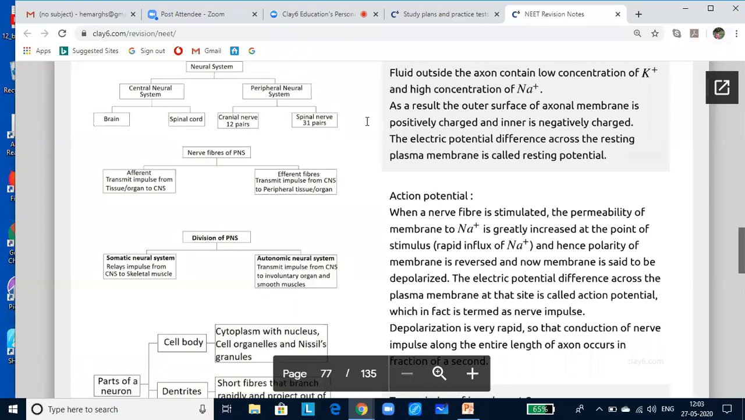31 pairs of spinal nerves include 8 pairs of cervical nerves, 12 pairs of thoracic nerves, 5 pairs of lumbar nerves, 5 pairs of sacral nerves, and 1 pair of coccygeal nerves.